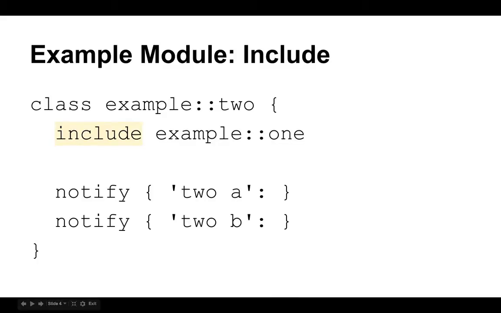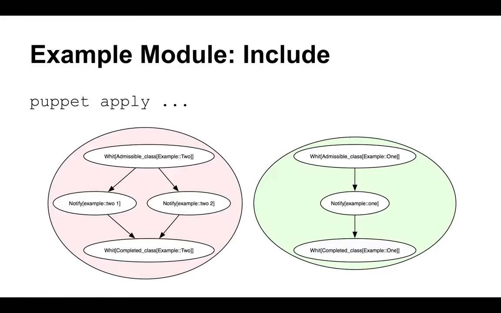So what happens if, inside this example::2 class, where previously I just had two notify resources, I add include example::1? What does that actually mean? When you compile that into a catalog, it simply means you now have two unrelated classes.